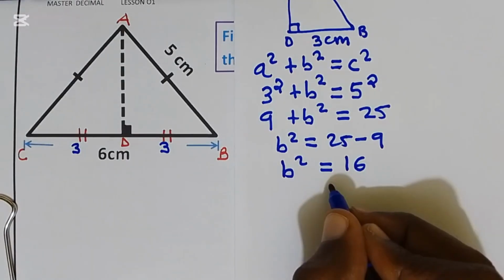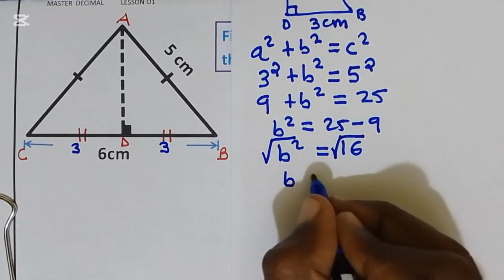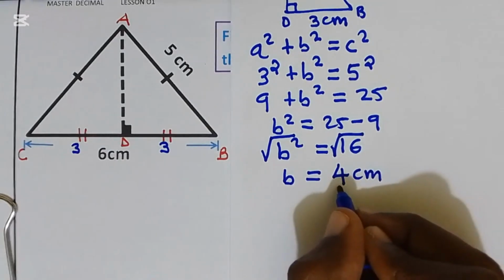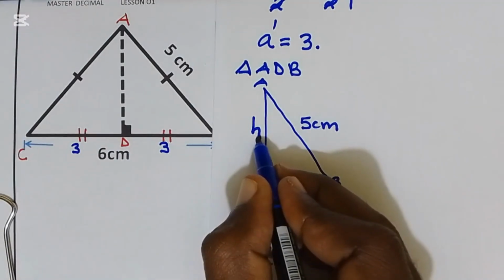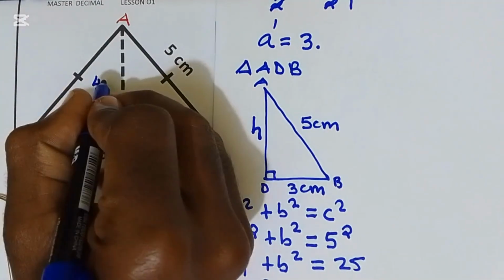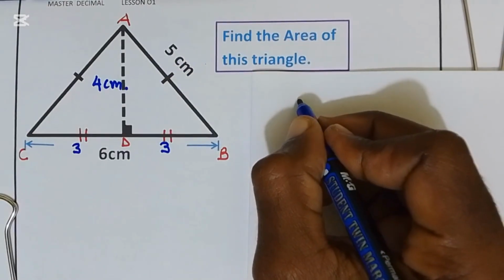We take the square root of both sides. We get b is equal to 4 centimeters. This is the same as the height, so height is equal to 4 centimeters. So here is 4 centimeters. From here now, we can easily find our area.